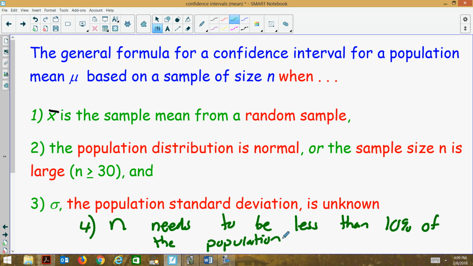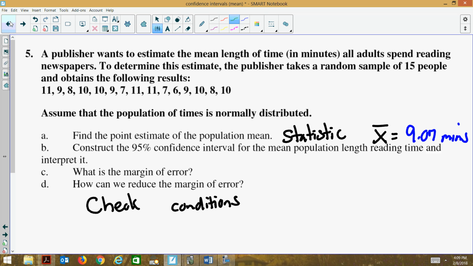And that's to just avoid replacement errors. So let's check the conditions in this problem to see if it's true. One, does the statistic come from a random sample? The answer to that is yes. The sample is in fact random, as the problem states that. So we don't even have to make that assumption.